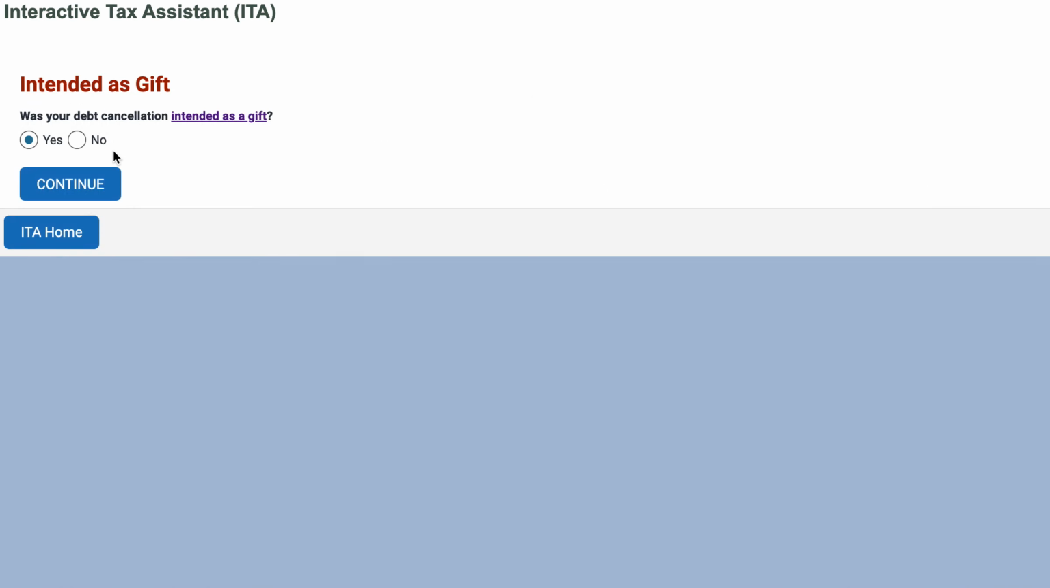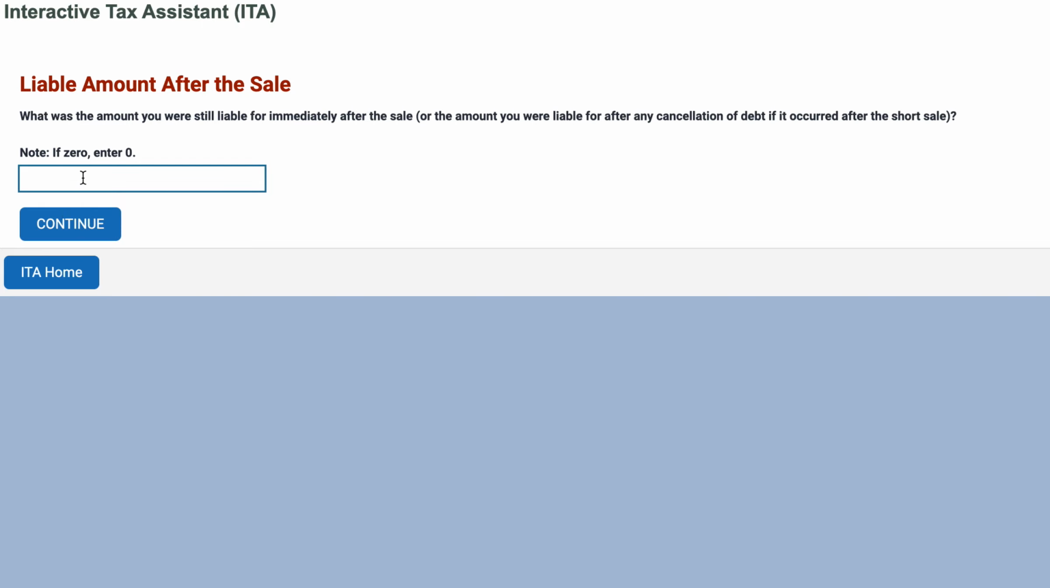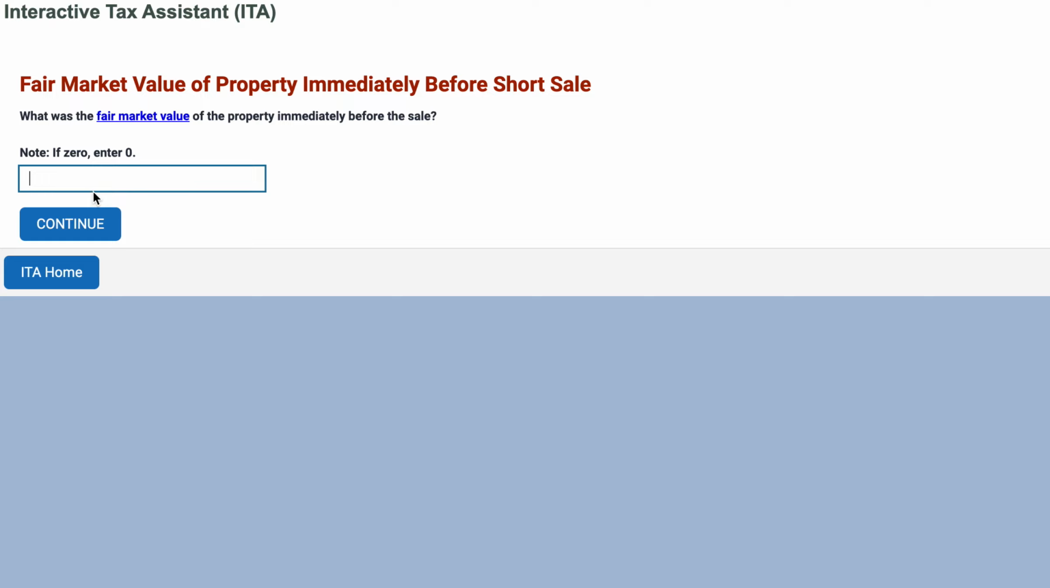So let's go back and let's say no. So what was the outstanding balance immediately before the sale? So let's say we'll use our example of $150,000. And then what was the amount that you were liable for immediately after the sale? We'll enter 0. The fair market value of the property before the sale was $100,000.